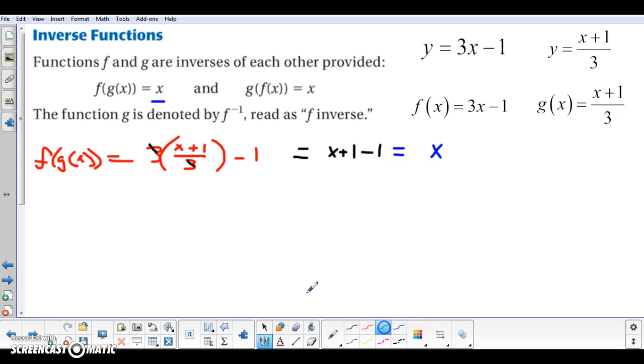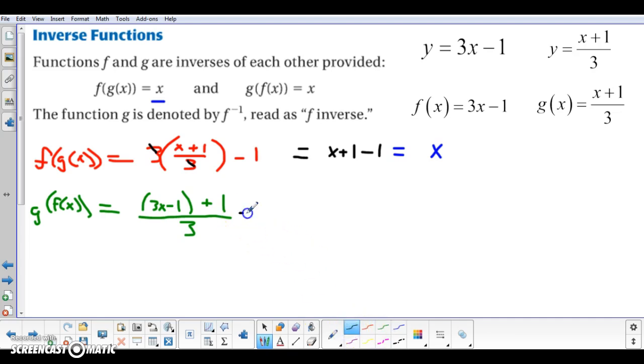Now what if we go the other direction? Let's find g of f of x. If I compose them in that order, now I take function f and plug it in for x in function g. So x is replaced with a new function, which happens to be 3x minus 1. And then I add 1 to that, and I divide everything by 3.